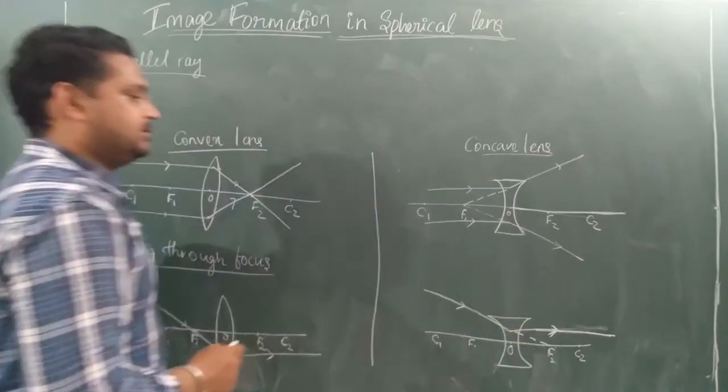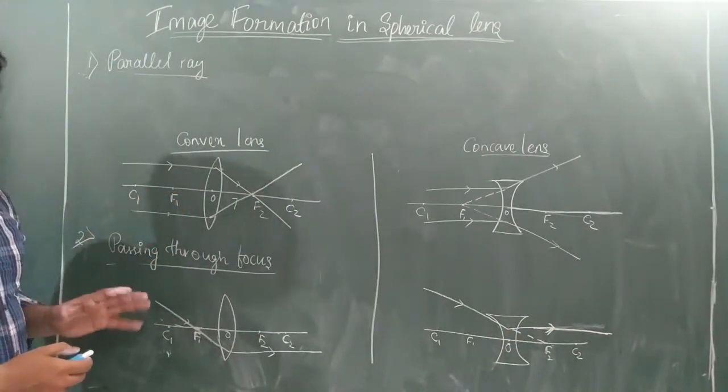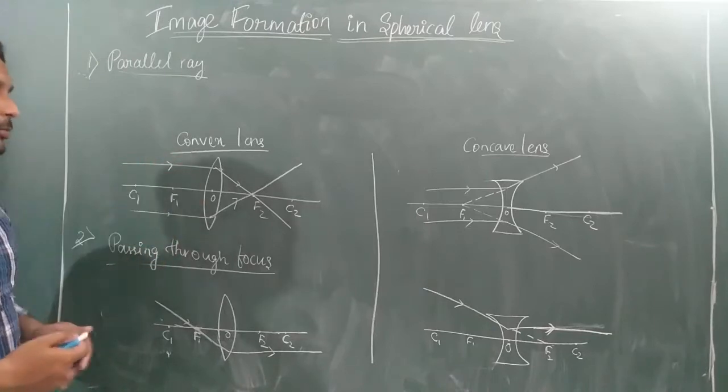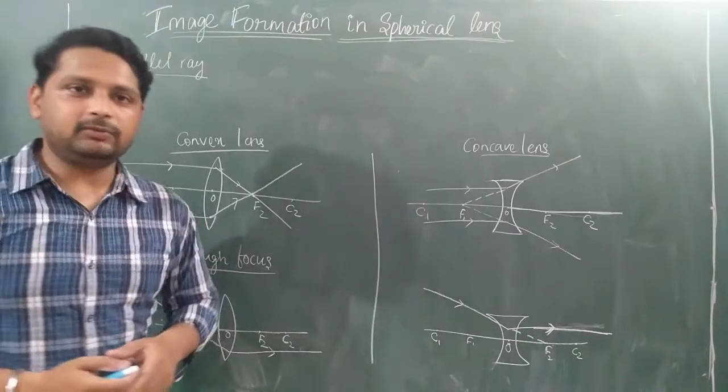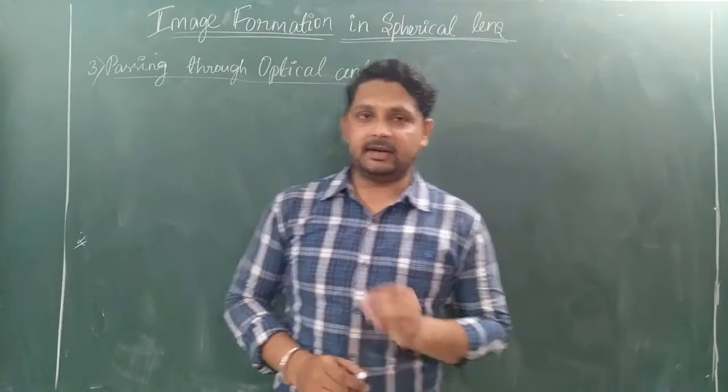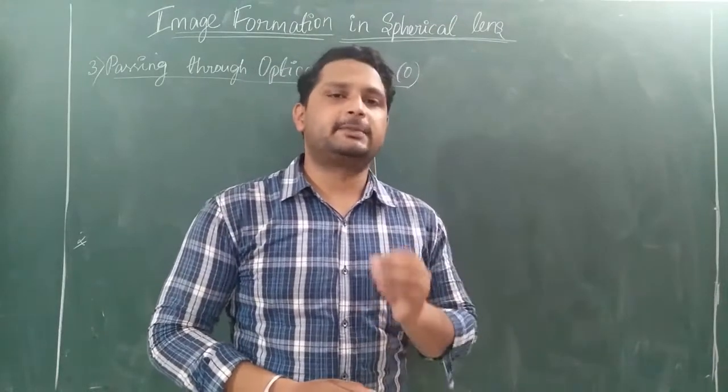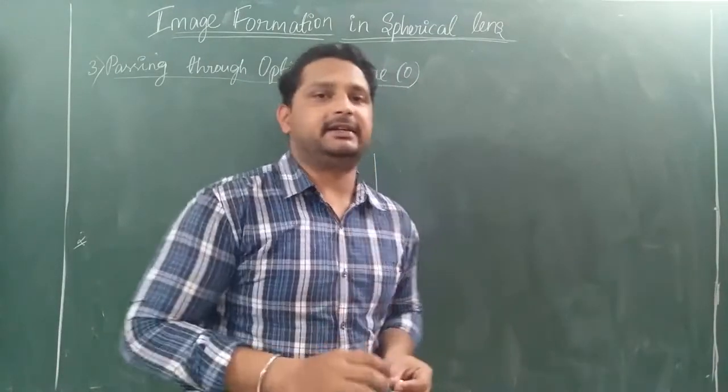Okay. So these are the two incident rays. One more is there, we'll study. Now pause the video and note it down. So the next case is when the incident ray is passing through the optical center.